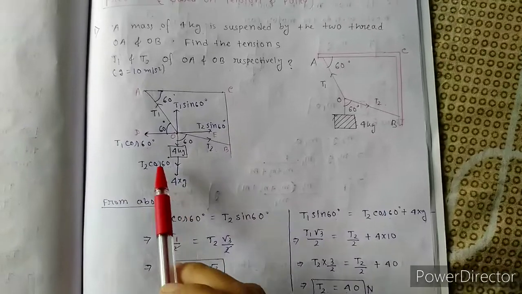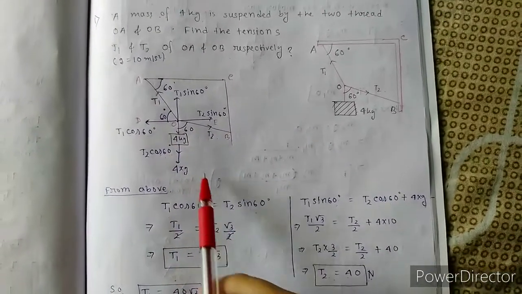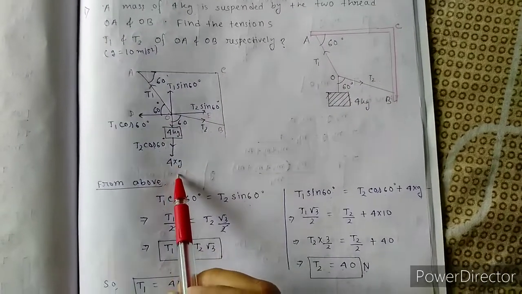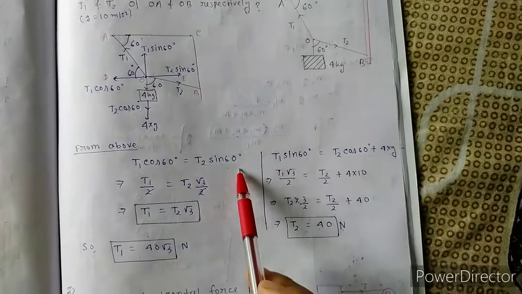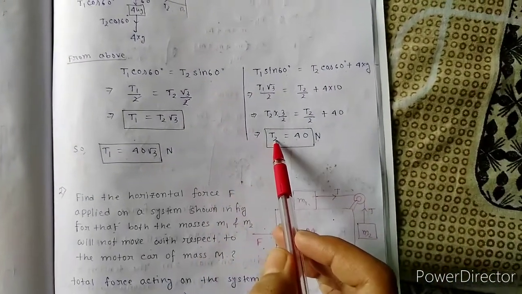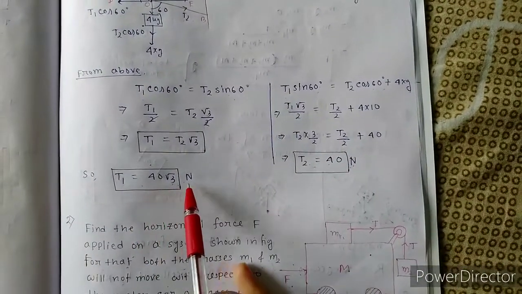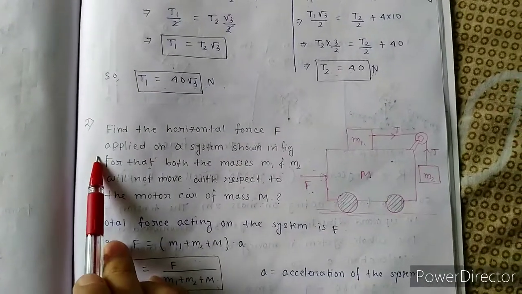So we get T1 cos 60 degrees equals T2 sin 60 degrees, and T1 sin 60 degrees equals T2 cos 60 degrees plus 4g. Now solving these two equations, we get the tension T2 equals 40 Newton and the tension T1 equals 40 root 3 Newton. Now the problem 2.